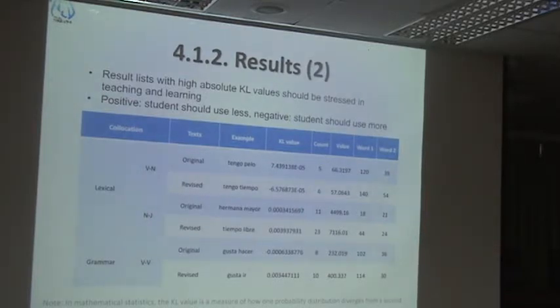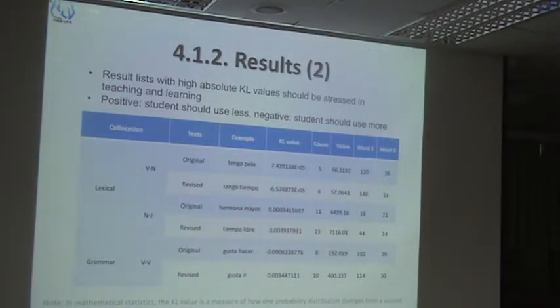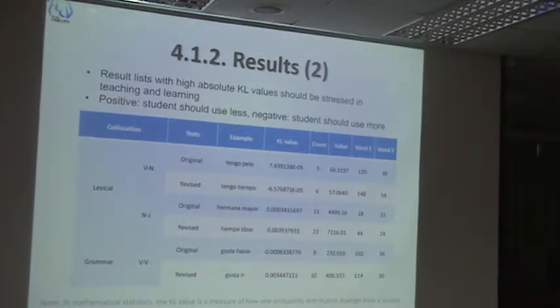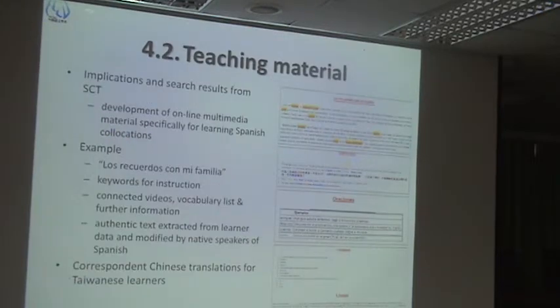And finally, the results derived from the collocation list provide an example and clear direction for designing teaching material. If there's a high absolute KL value, it means those collocations should be stressed in teaching and learning. If the value is positive, that means students should use them less. And if the value is negative, students should use them more. So here is our example of teaching material.